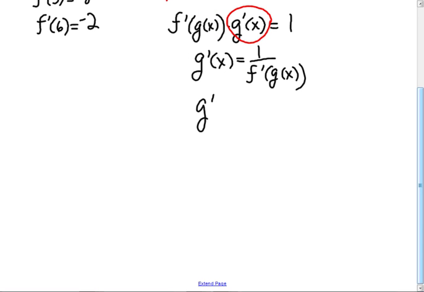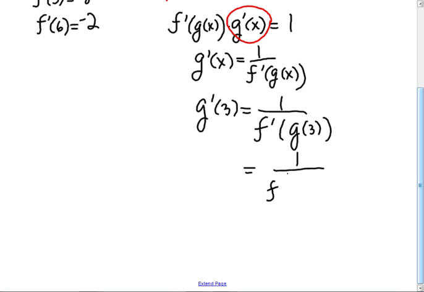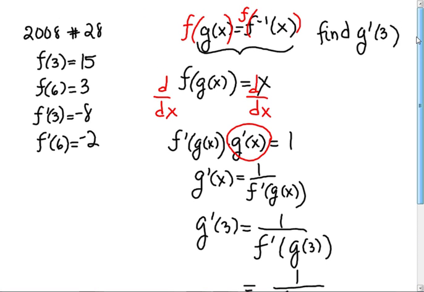So g prime of 3 equals 1 over f prime of, well, I want g of 3, right? It's really clear to me. What is g of 3? I'm going to have to slide my board up. What's g of 3? Now remember, g is the inverse of f. So g of 3 is equal to this.